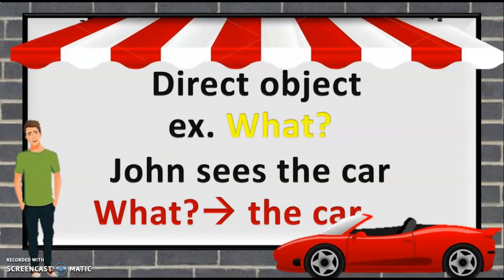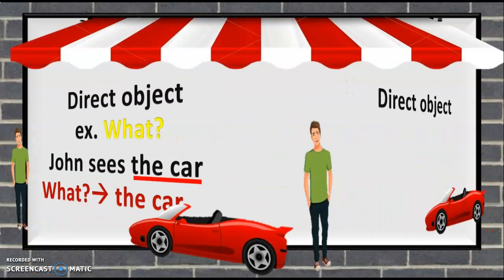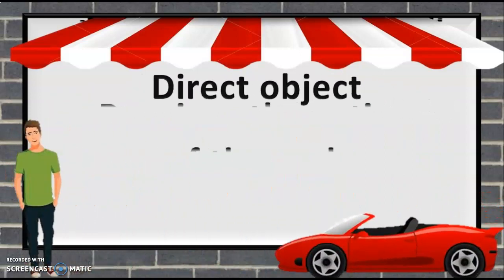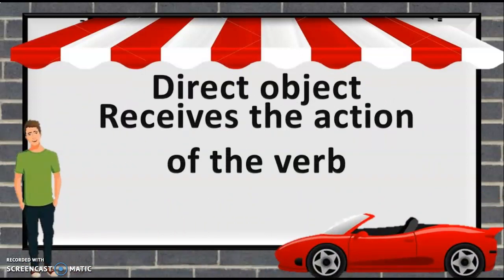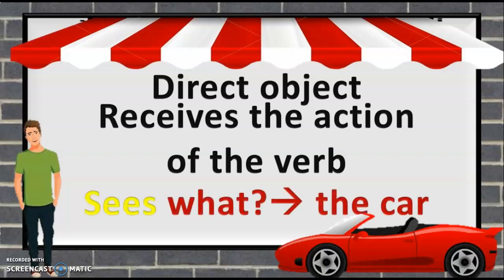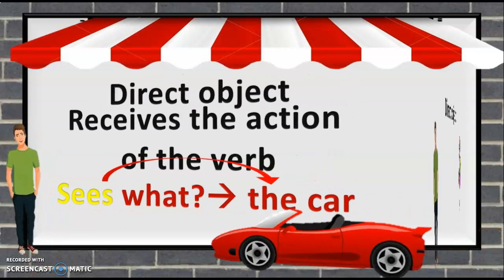Here's an example using what. John sees the car. What does John see? John sees the car. So in this case, the car is the object of the sentence. The direct object receives the action of the verb. So when you think of the verb sees, it's the car that receives the action of the seeing. So John sees what? He sees the car.